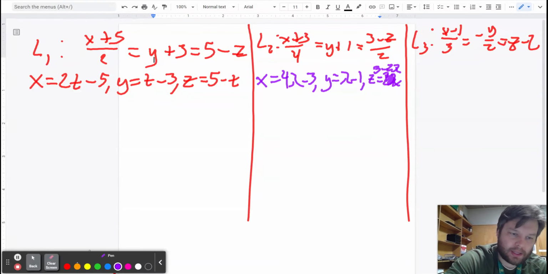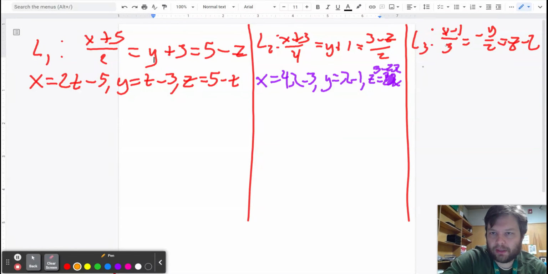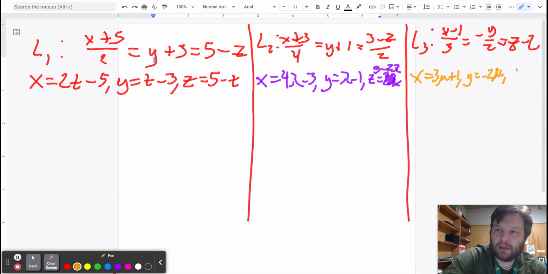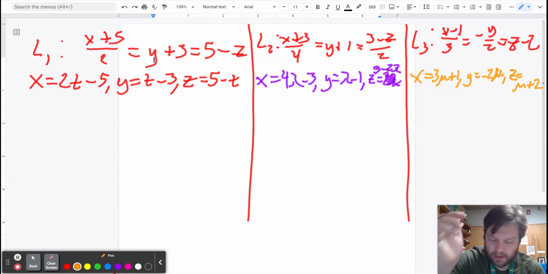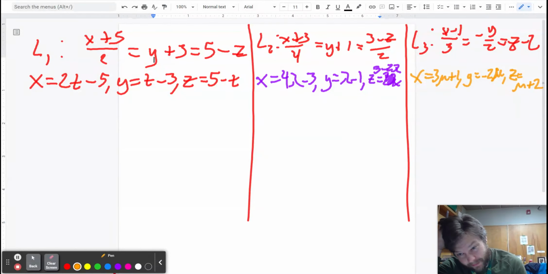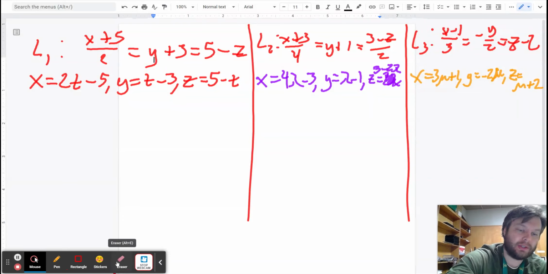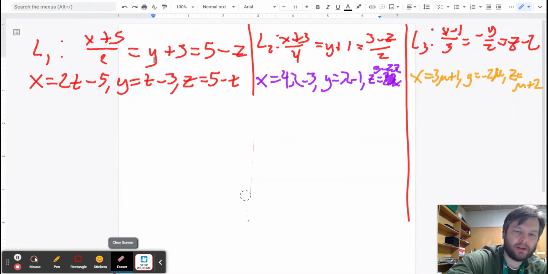Okay, and then L3, x equals 3 mu plus 1, y equals negative 2 mu, z equals mu plus 2. Did I do that right? That looks good to me. Okay, so now we have multiple equations for x, for y, and for z. So we're going to try to smash them together and use some system of equation skills.